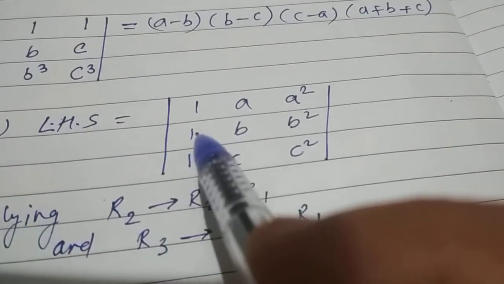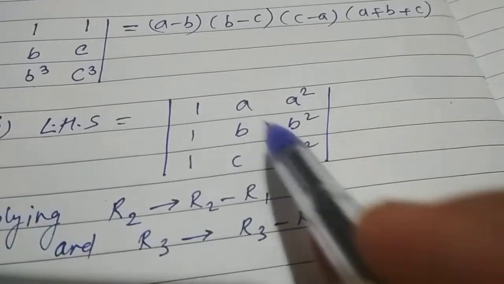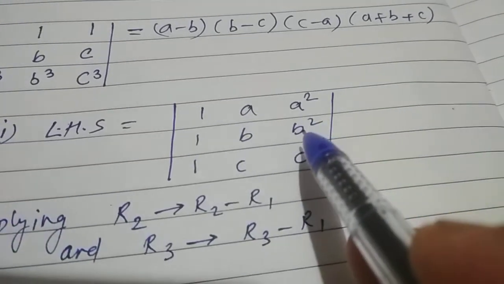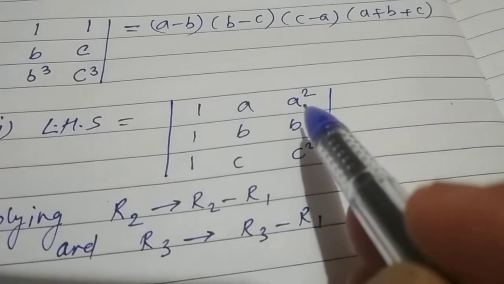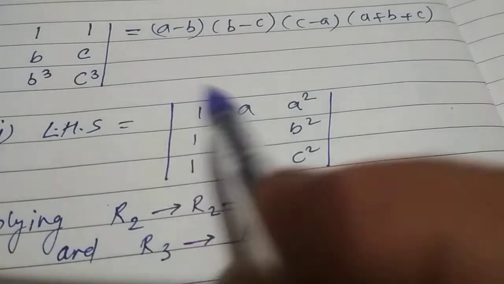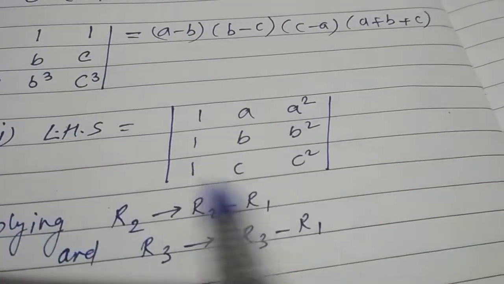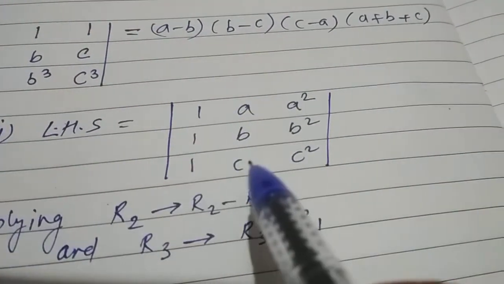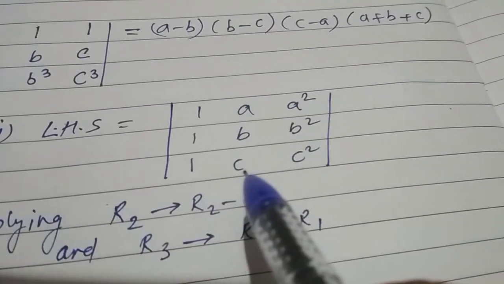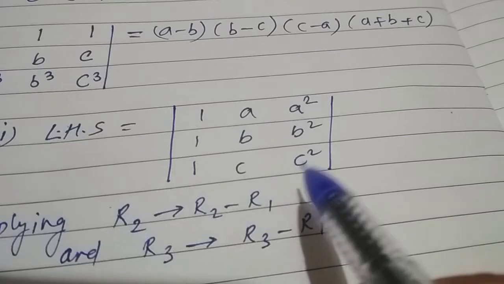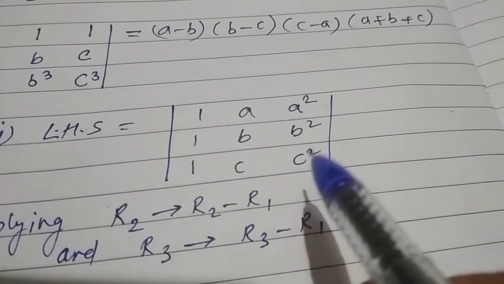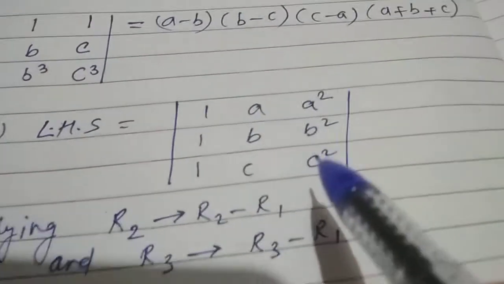R2 will be getting converted like this: 1 minus 1, that is 0. In place of b I'll get b minus a. In place of b square I'll get b square minus a square. In the same way, we are subtracting first row from third row: 1 minus 1, 0, c minus a, and in place of c square I will get c square minus a square.